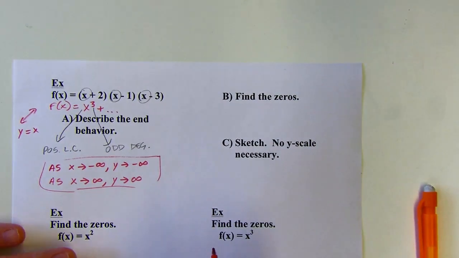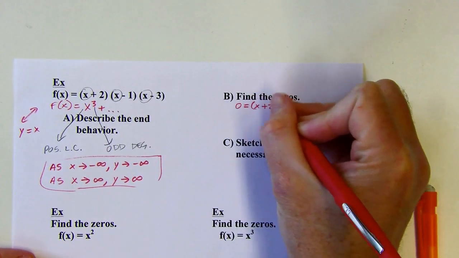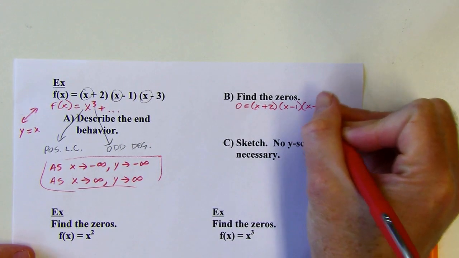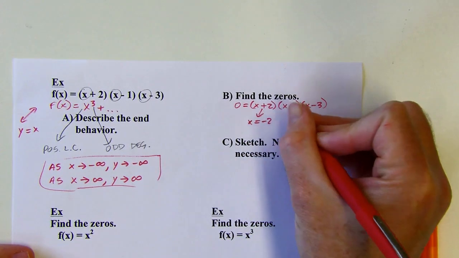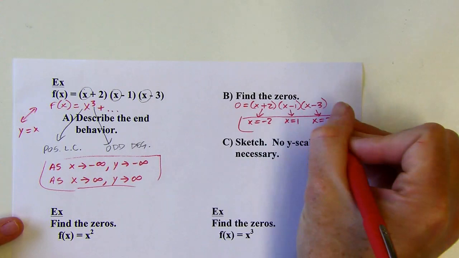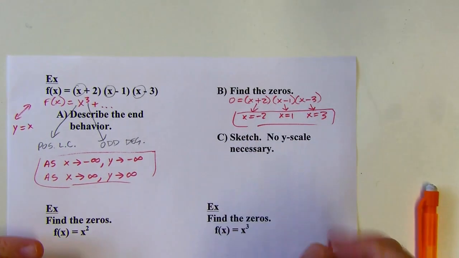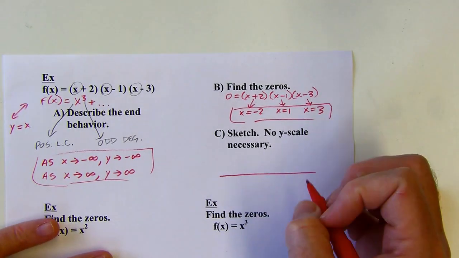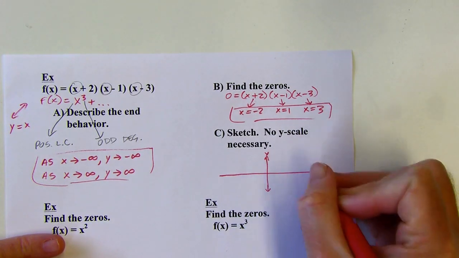Okay, finding the zeros. Well, hey, this is good news here because I just plug in 0 for y, and since it's already factored, I can get straight to the zero product property. So x would equal -2 from this factor, or x would equal 1, or x would equal 3. Okay, and using these two pieces of information, we can make a very rudimentary sketch of what this function might look like. Okay, so it says no y scale necessary. So this is my y-axis, right? And here's my x-axis.